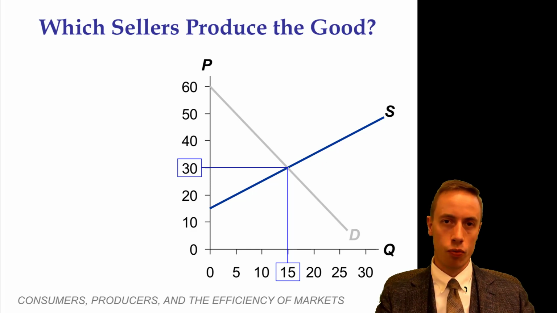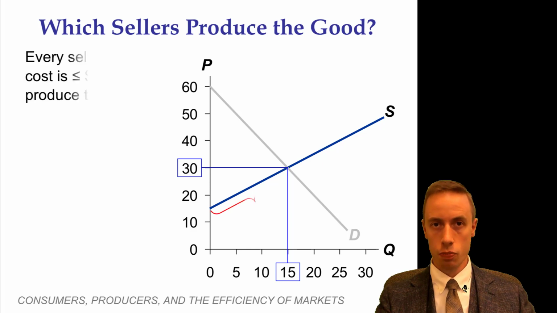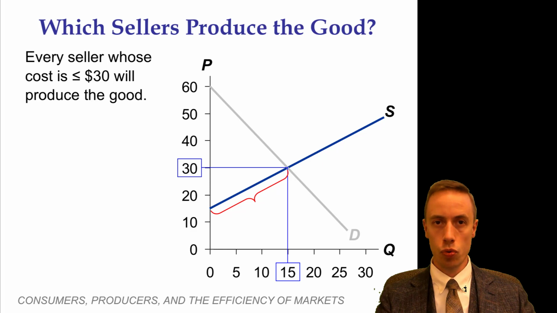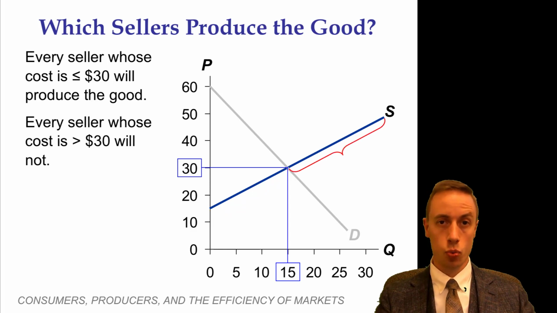Now this supply curve represents all the shoes our society could produce, but not all of them will be produced. Our rule was sellers produce those shoes whose cost is equal to or less than the price of the product, here indicated by a red brace. The shoes which have a cost above $30 will not be produced in a market.